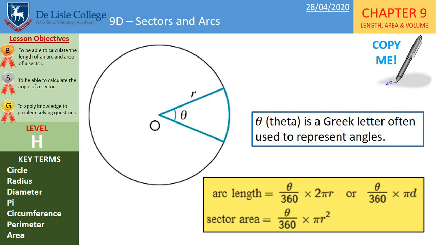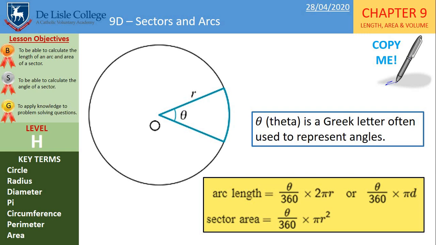Then underneath we've got the formulae. So the arc length, that is working out the length of this section. So that is theta over 360 times 2 pi r. We could also write it as theta over 360 times pi d. You'll recognise both of those parts as the formula for the circumference of a circle.